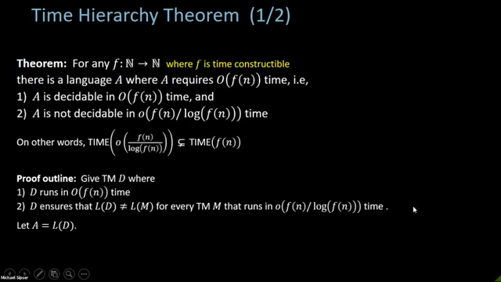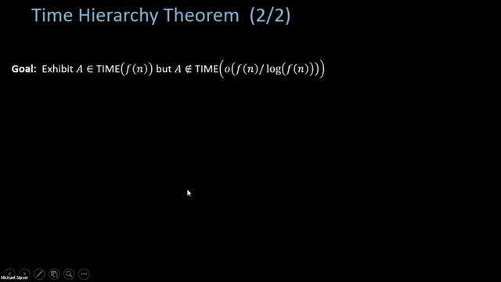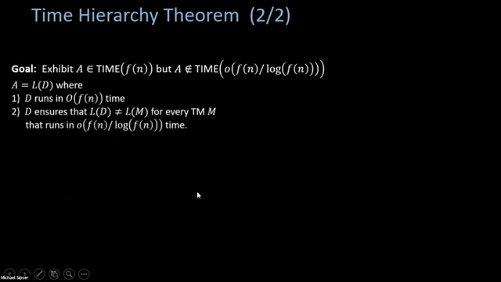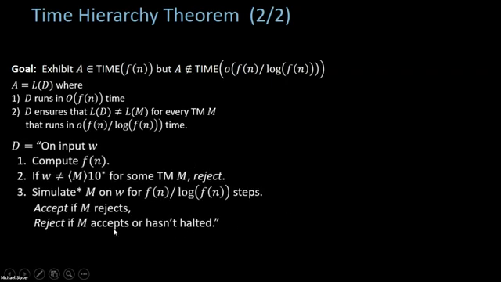Okay, and so why don't I show how that goes? The proof is in some ways almost exactly the same. I'm going to give a D, which runs this much time, and it shows it's different from every M that runs in a lot less time. Here is the algorithm for D.